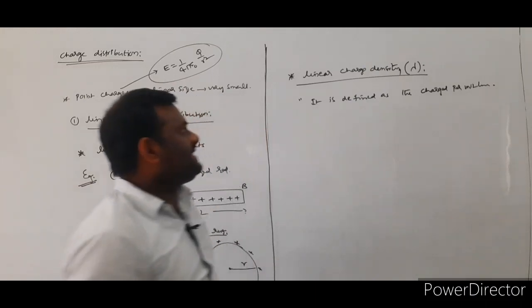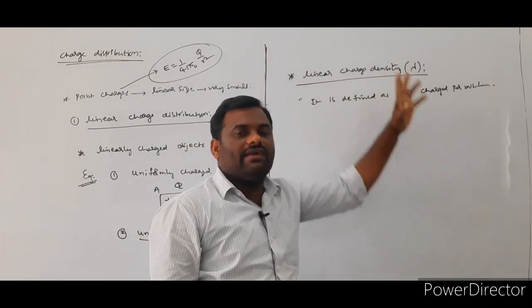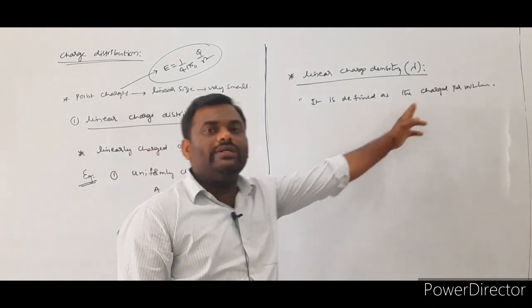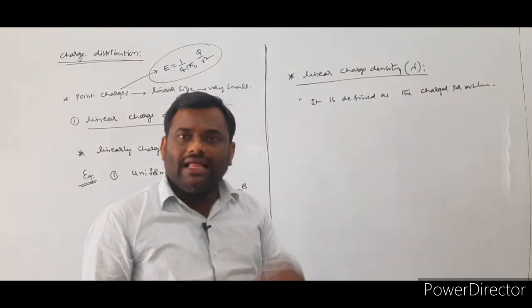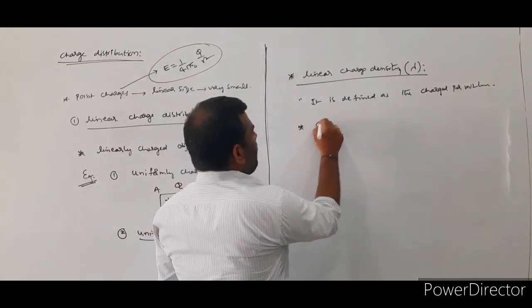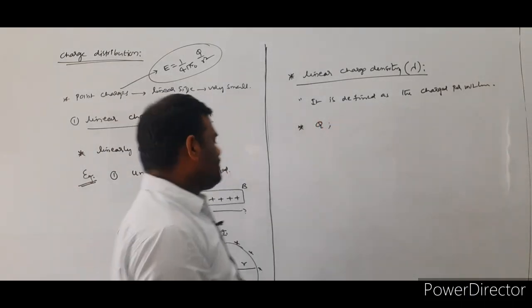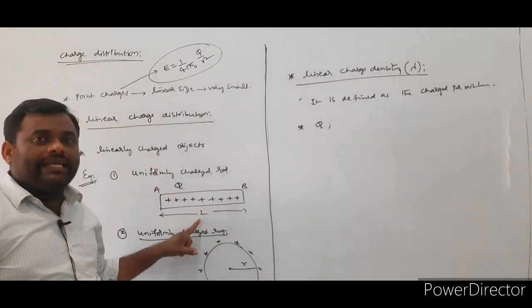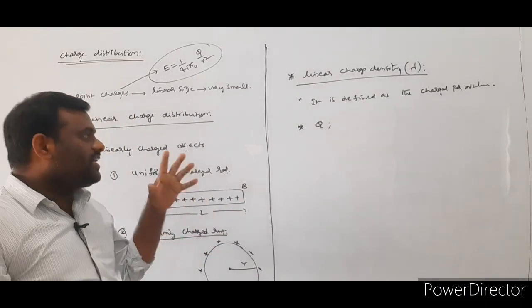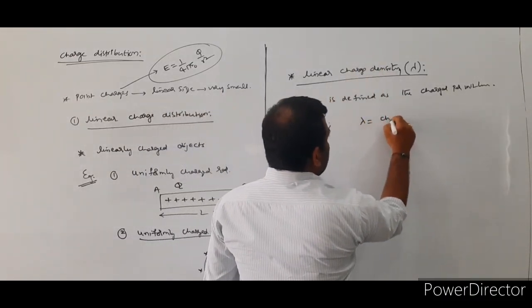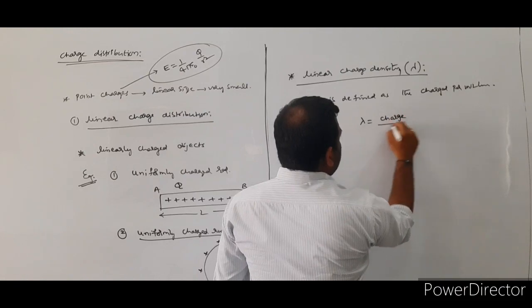So the physical quantity linear charge density is defined as the amount of charge existing per unit length. What will we call it? Linear charge density. Suppose capital Q is the total charge given to the linearly charged object, and capital L is the total length of the object, then lambda can be defined as charge per length.